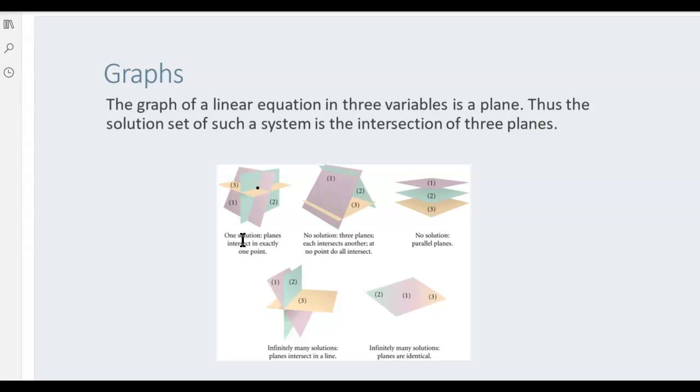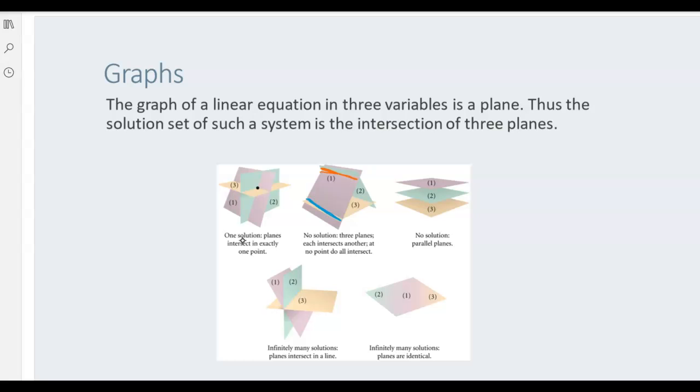We could also have the 3 planes in this triangular format where there's not a single solution, because if I take 2 individual equations, they intersect one another in a line, right? So I've got this line here where these 2 intersect, which is different from, say, this line of intersection.